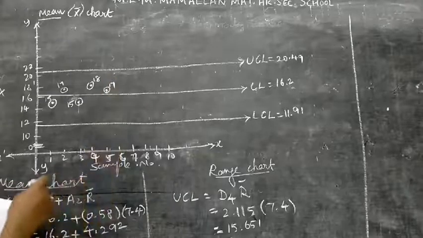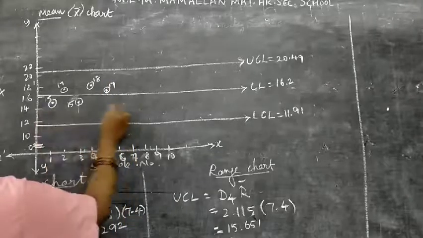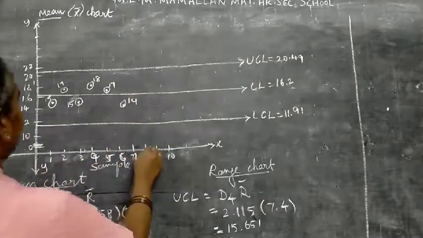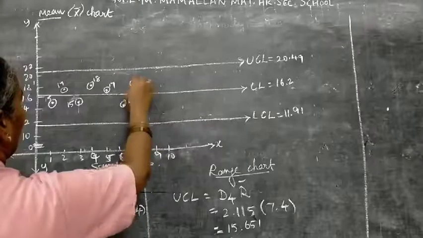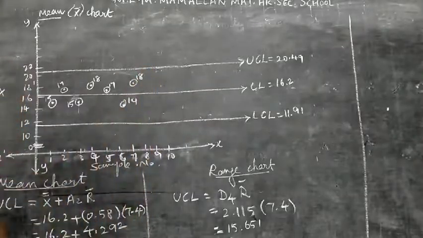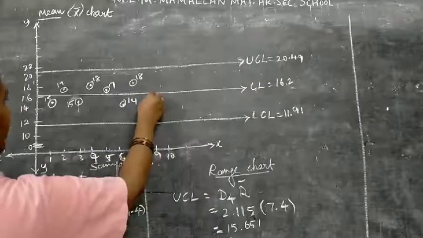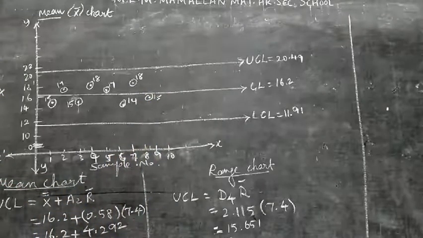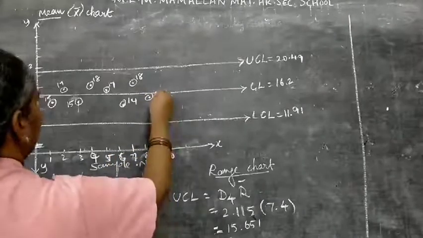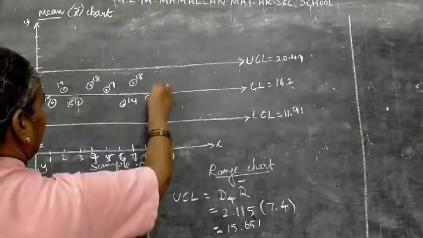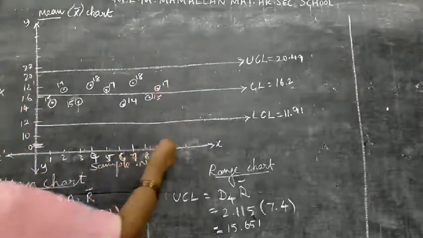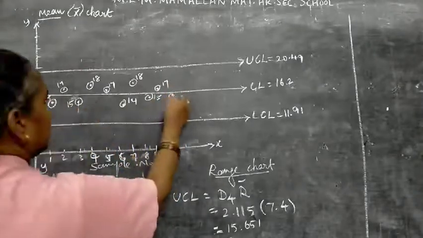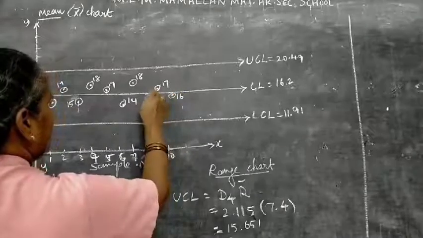Sample number 6, 14. Sample 7, 18. Sample 8, 15. Sample 9, 17. Sample 10, 16. Yes, 15 is just below that.